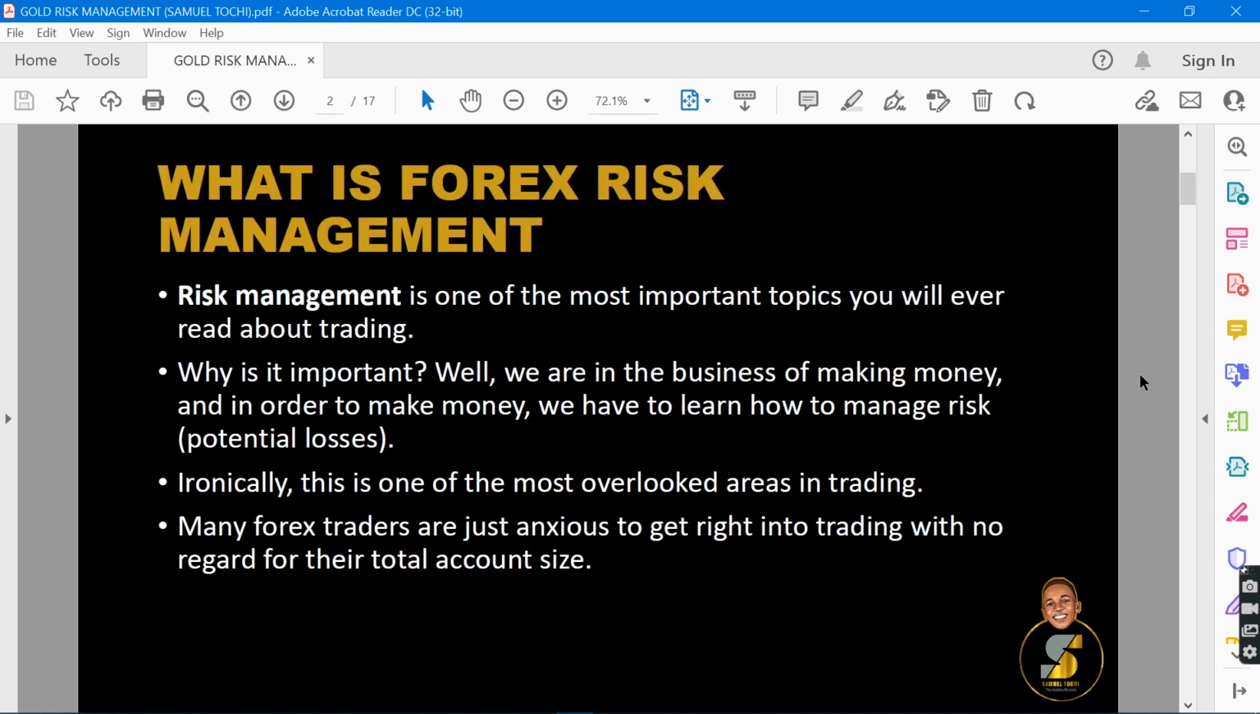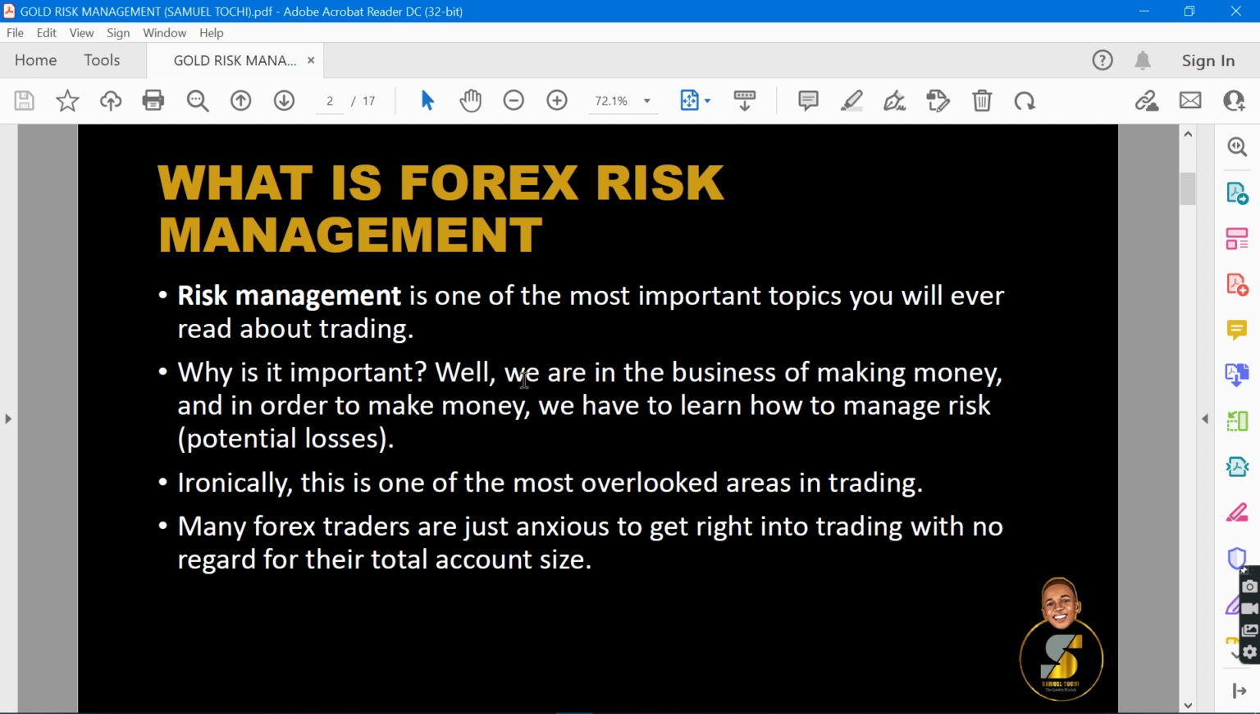Okay, so what is forex risk management? Risk management is one of the most important topics you will ever read about trading. Why is it important? Well, we are in the business of making money, and in order to make money we have to learn how to manage risks, which are potential losses. Ironically, this is one of the most overlooked areas in trading.